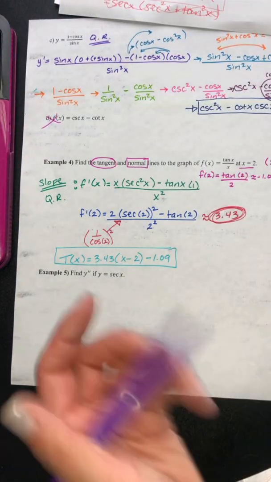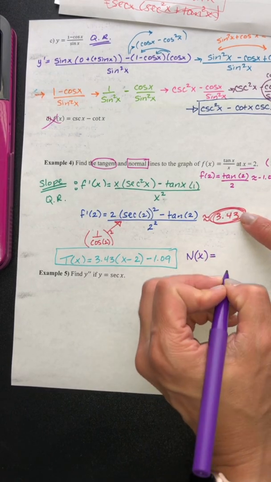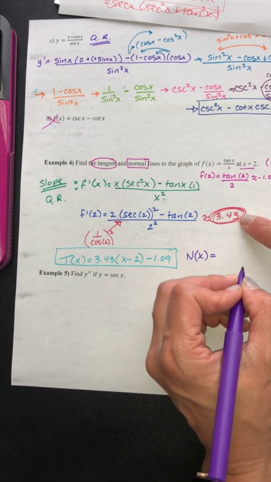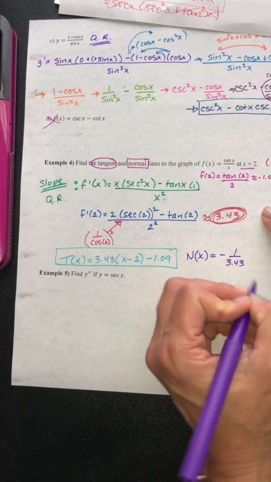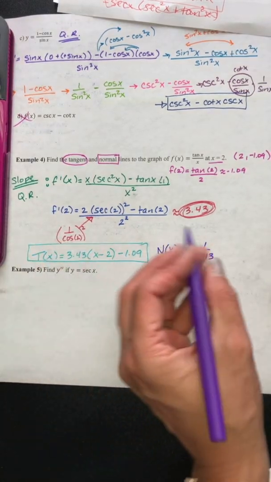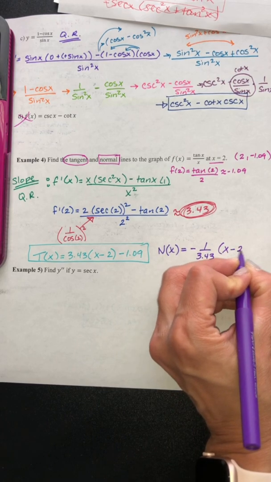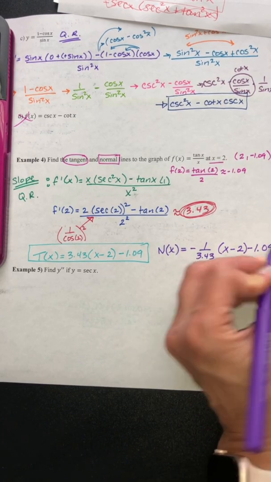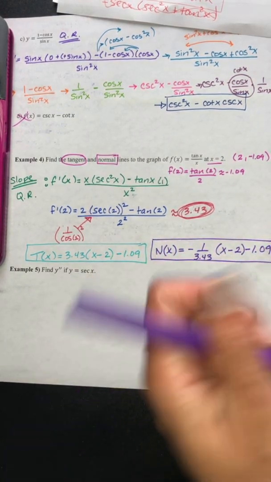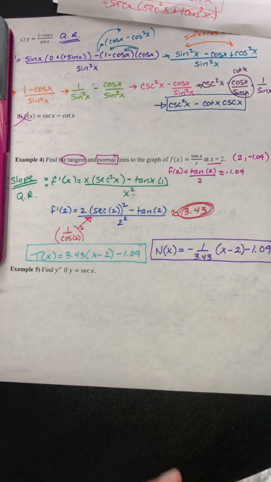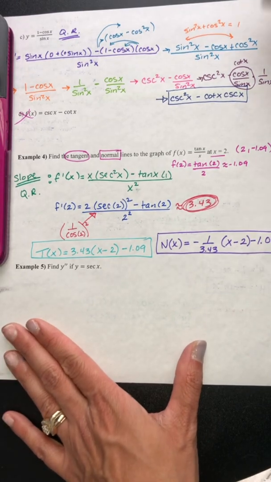For the normal line, we need the opposite reciprocal of the slope. Well, the slope is 3.43, so the opposite of that would be negative 3.43, and the reciprocal would just be negative 1 over 3.43. No need to make it any harder than it is, right? So that's totally an acceptable way to present that answer. And then x minus 2 minus negative 1.09, using those same x and y values. Just remember, these two lines are perpendicular, so they're using the same x and y value. They just have different slopes. All right, so that part, the process is still the same.